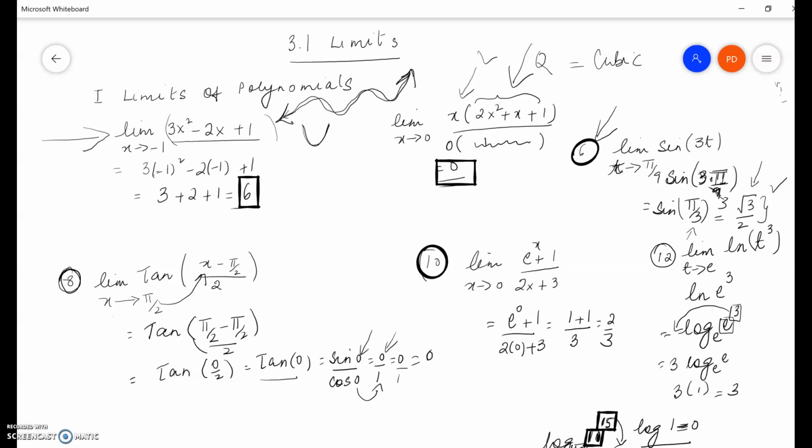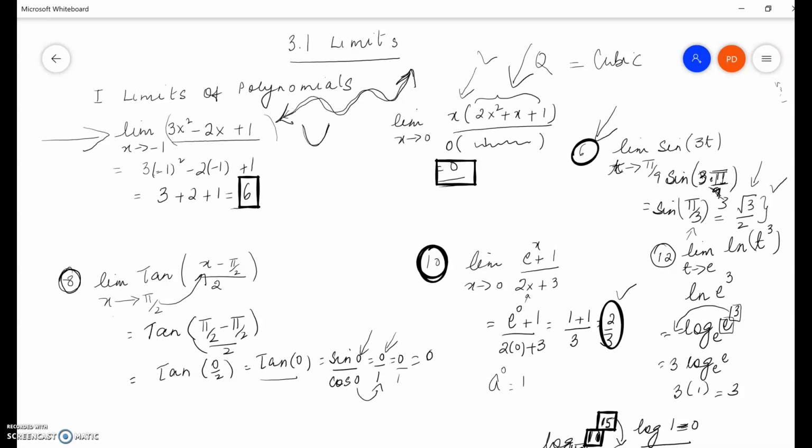So now we are looking at problem number 10, limit of the function e to the x plus 1 over 2x plus 3, which is equal to, now just plug in x equals 0. So e to the 0 plus 1 divided by 2 times 0, remember x is 0, plus 3, that's equal to e to the 0, which is 1. Any base that is non-zero to the 0 power is 1. So e to the 0 is 1. 1 plus 1 divided by 3 is 2 over 3. So the answer is 2 over 3.